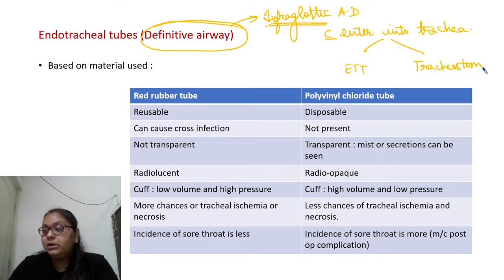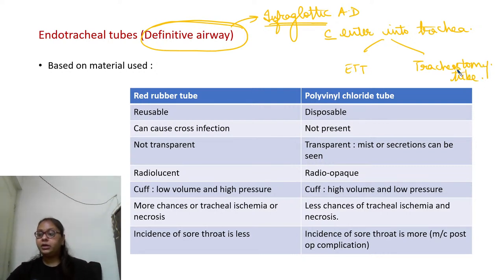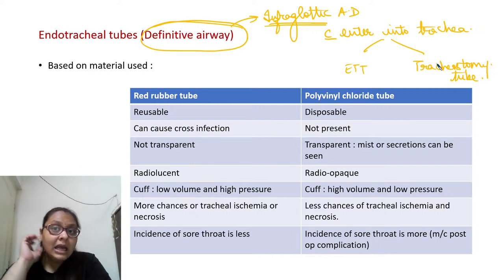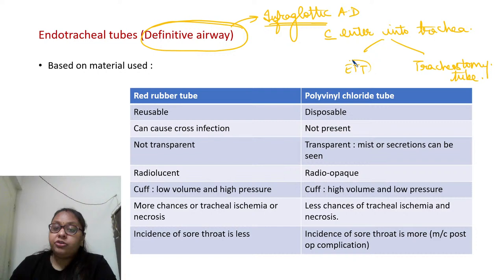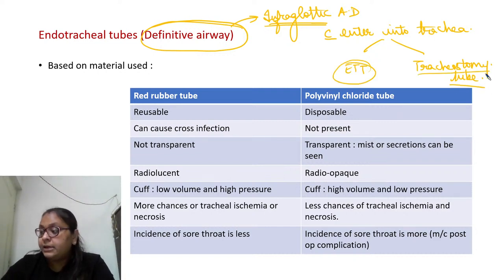Are you getting my point? Okay, so this can be question asked. Which of the following is an example of definitive airway? So definitive airway, these are infraglottic, below the glottic area. Okay, so these are infraglottic airway devices which enter into the trachea, and these are the endotracheal tube, or the tracheostomy tube. Okay, so these are the definitive airway devices.